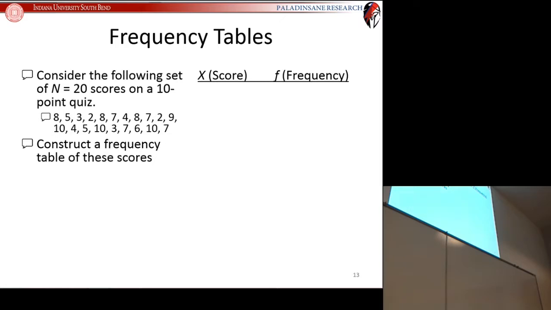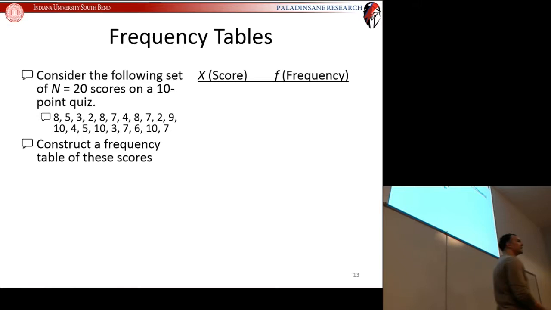And then F over here, this is the second column, that is frequency. So read F as frequency. That's the frequency part of the frequency table. All right, so in the X column here, in the possible scores, this is where you list every single possible score that a person could have achieved on this quiz.